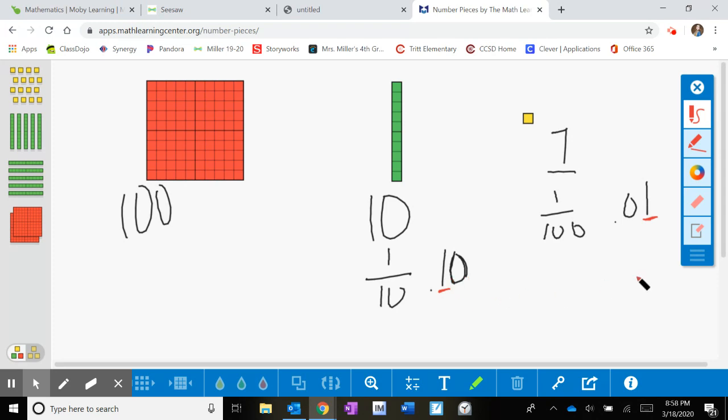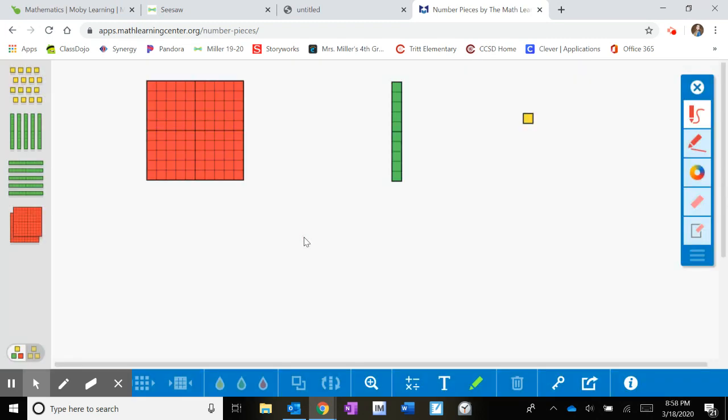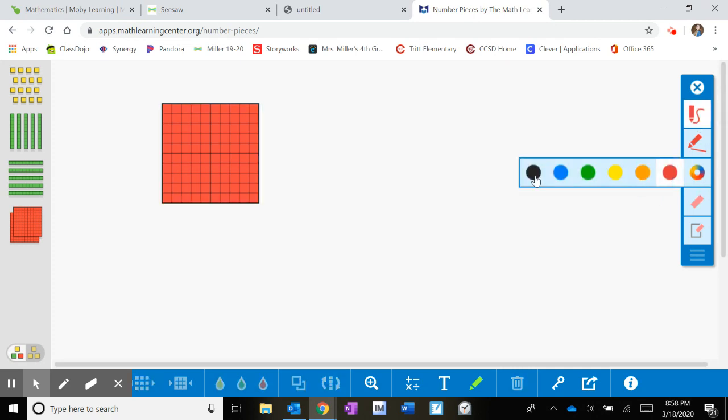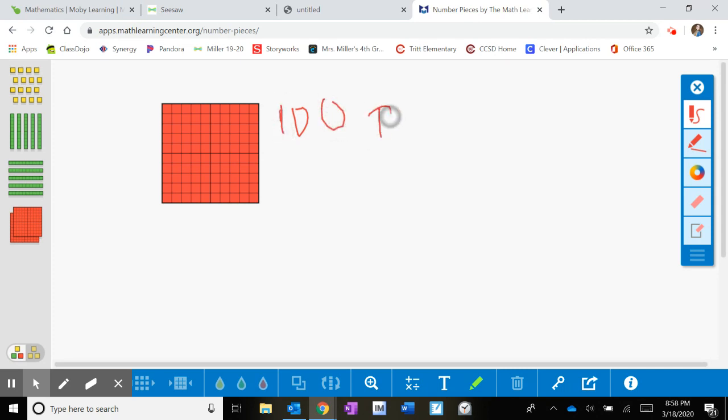So today your job is going to be to compare different values to 1/2. Well, how do we know what 1/2 is in this case? We know that this flat is made up of 100 pieces. I'm going to write that one more time. It is 100 pieces, and that is equal to 1.